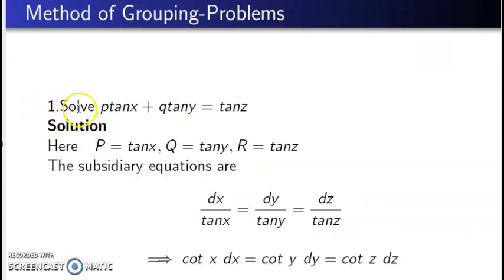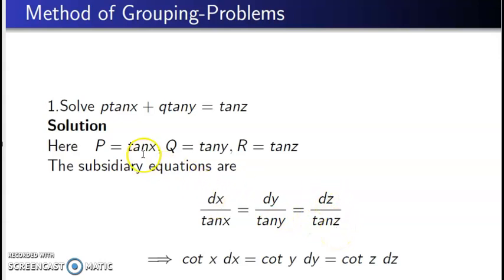So let's consider the first question. Solve p tan x plus q tan y is equal to tan z. So comparing with the general formula, P p plus Q q is equal to R, we can write capital P is equal to tan x, Q is equal to tan y and R is equal to tan z. So the first step is you have to form the subsidiary equations. Subsidiary equations are formed by dx by capital P is equal to dy by capital Q is equal to dz by capital R.